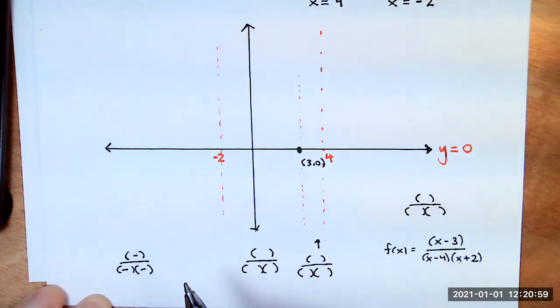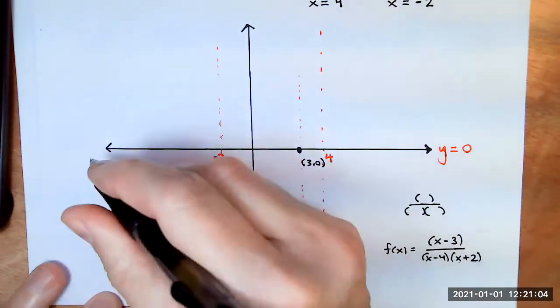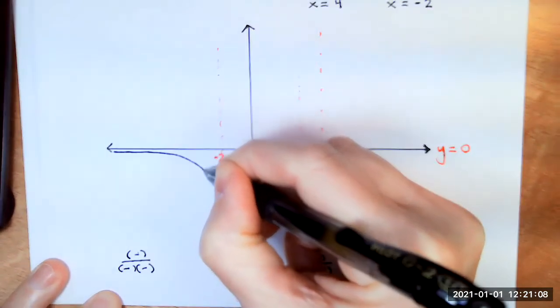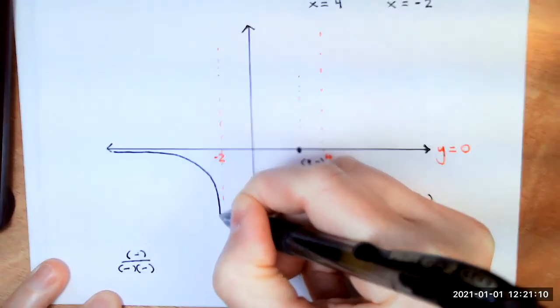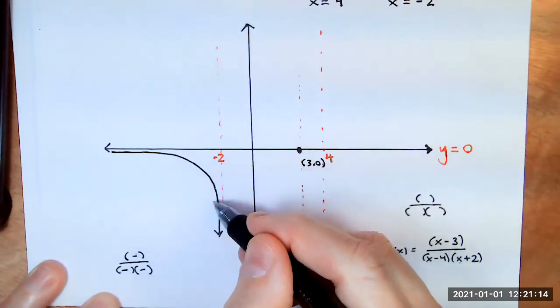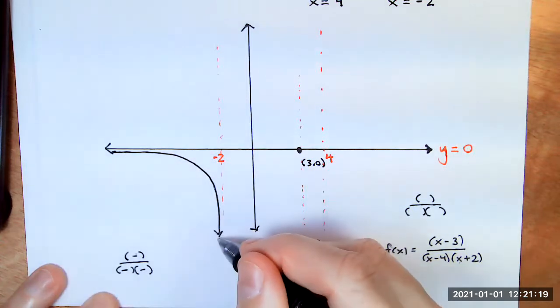is negative. So it has a horizontal asymptote of y equals 0 until it gets here to this vertical asymptote of x equals negative 2. So because it's negative, it's going to y equals negative infinity.